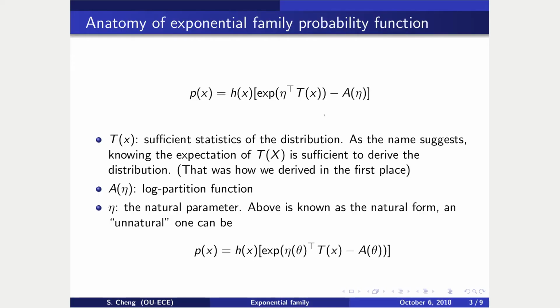And then finally, eta is known as the natural parameter. It's natural in the sense that it's directly multiplying with the sufficient statistics, directly having the inner product with the sufficient statistics. I'll just give an example. If the partition function is parameterized not by eta but by some other theta, then this will not be a very natural form. It's not the canonical form for the exponential family.